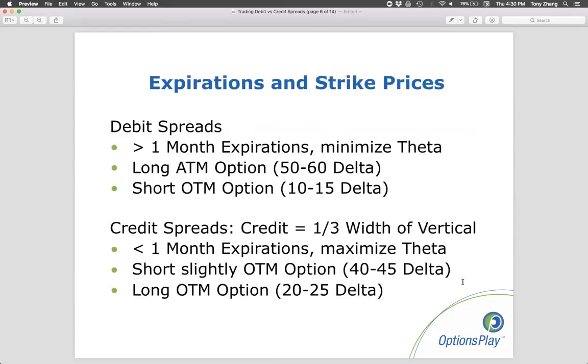And what we find with credit spreads is that it's best to sell very short-dated options. So you're almost always selling credit spreads that are less than 1 month from expiration. A lot of credit spreads are sold 2 to 3 weeks out from expiration.